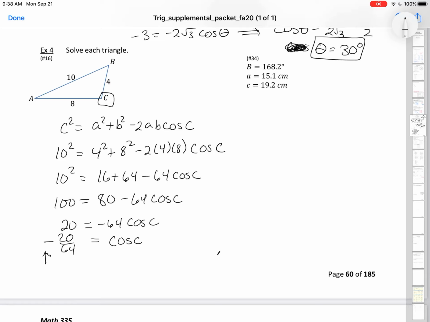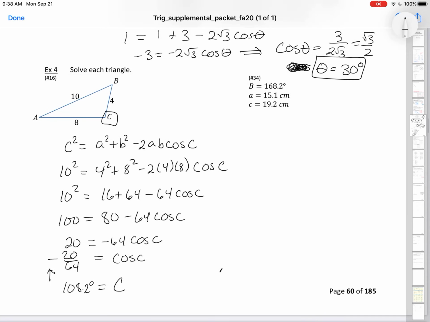Negative 20 divided by 64, and hit equals. You're going to get that angle C is equal to 108.2 degrees. Now, what you don't want to do is do this lengthy process again. You're not locked into the law of cosines for everything.